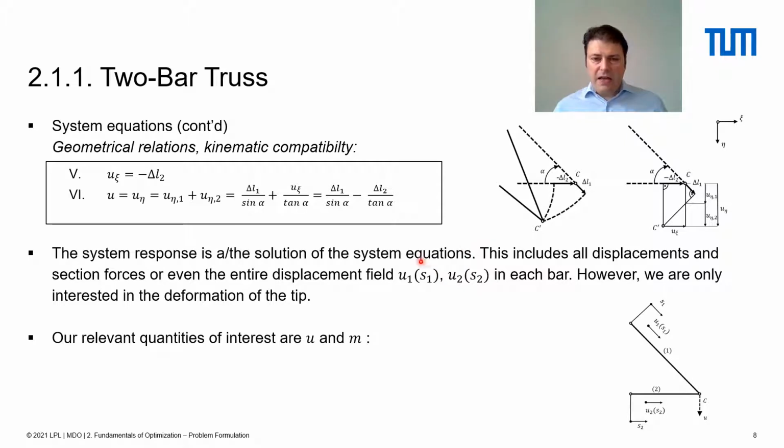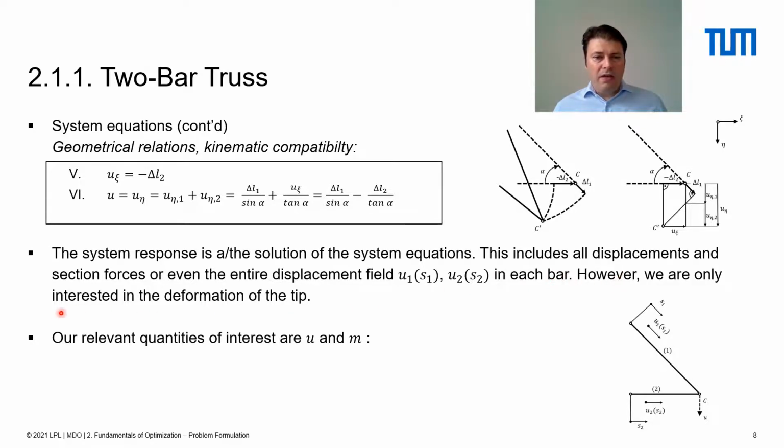In this particular case, actually, there is only one solution. There is a unique solution. This includes all displacements and section forces, so everything that you would solve for. And if you used a more detailed model, you could even consider the entire displacement field of your rod, parameterized by an internal variable S, which would be a variable telling you what particle of the rod to look at. So you could even solve for the entire displacement field in each bar.